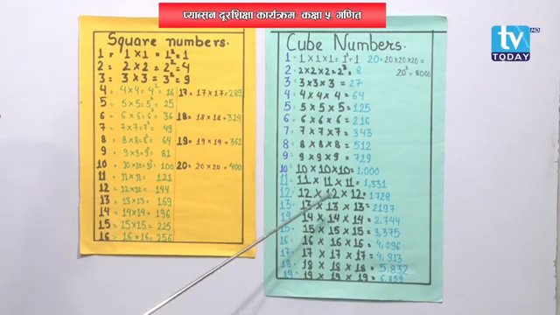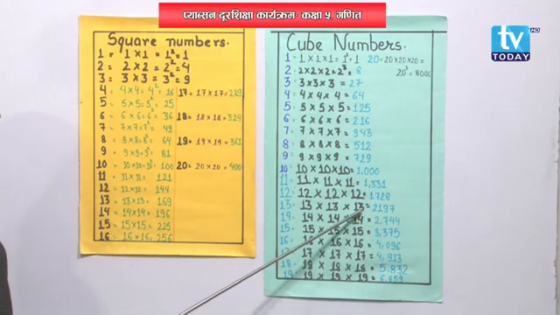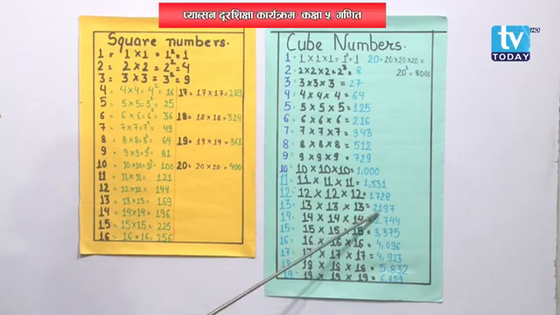Okay students, now here, 13 times 13 is 169. Are you getting me? 13 into 13 is 169. When 169 is again multiplied by 13, it gives 2197. Okay, so let's go to 14 next.